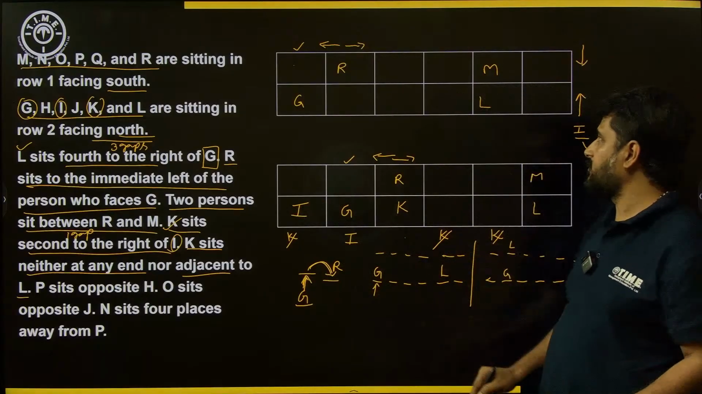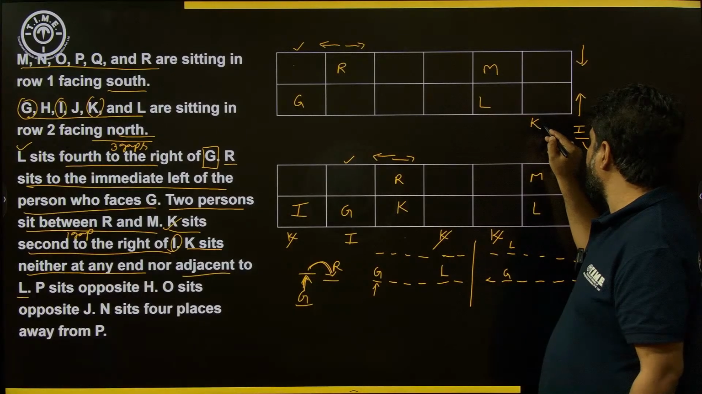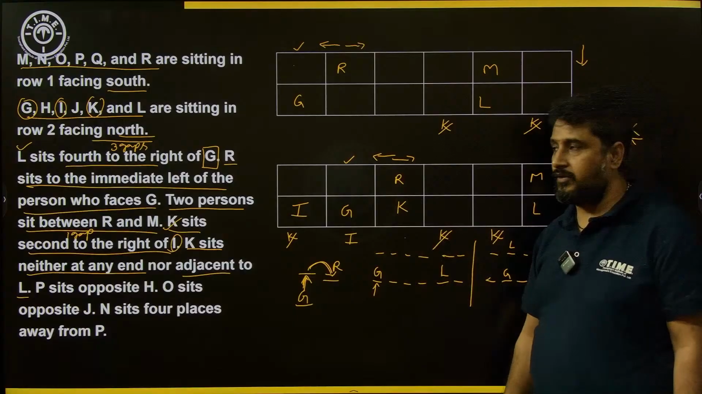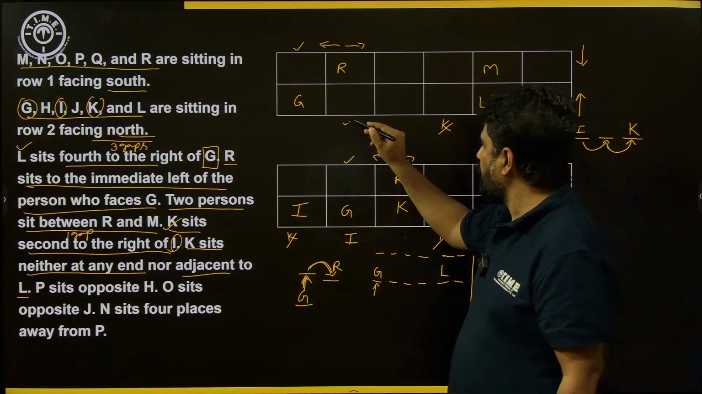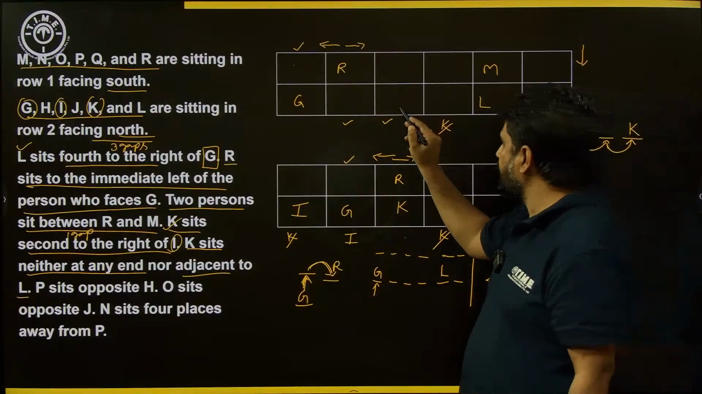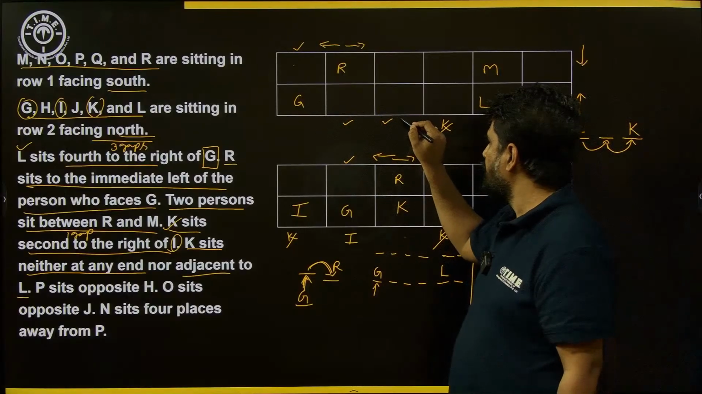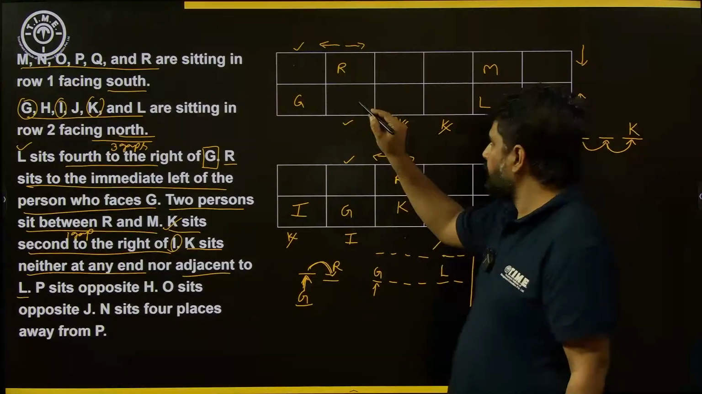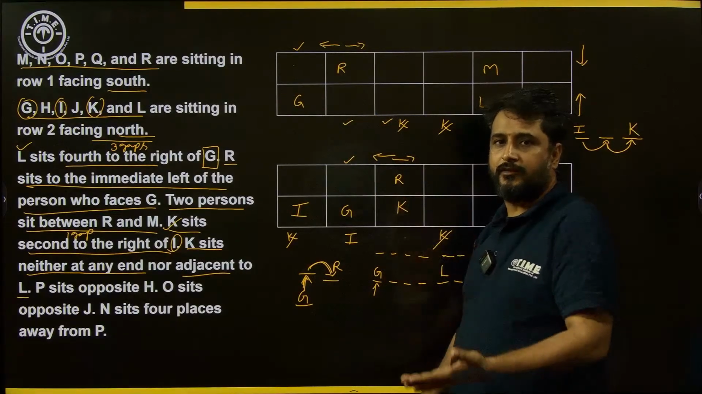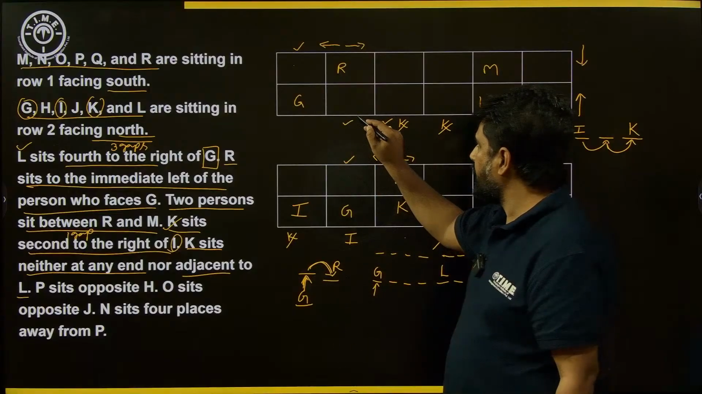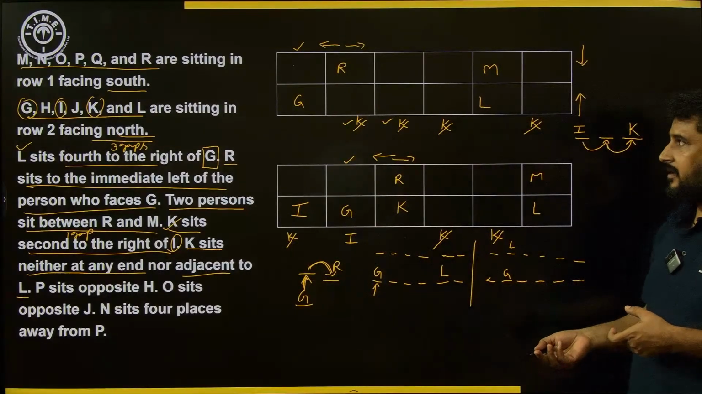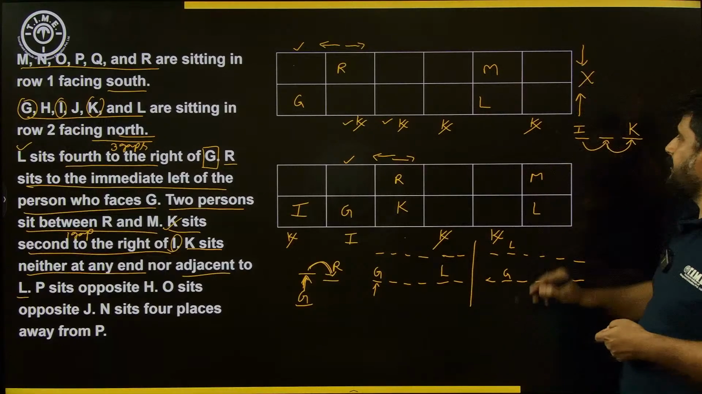Now let's move to the first case. K cannot be at the end and K cannot be adjacent to L. Now where can we take the K? In these two places. I, one gap, K. If I take the K here, one gap, already G is there. So K cannot be here. If I take the K here, one gap, I is going out of the arrangement. So even K cannot be taken here. So there is no possible place for K. So hence case 1 is eliminated.